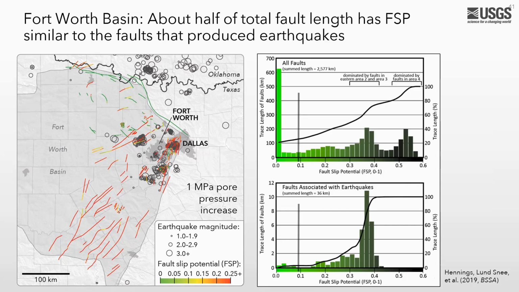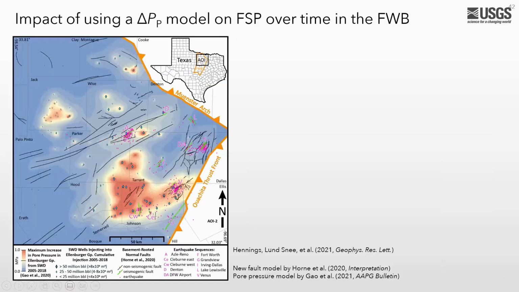critically stressed. And so what explains that probably is that most of these faults are in what's called area 4. So that's down here to the southwest, which experienced very little pore pressure increase. There was not much disposal happening there. So it's another factor that's important, the pore pressure.